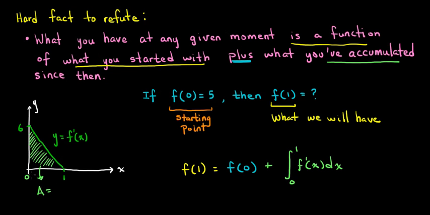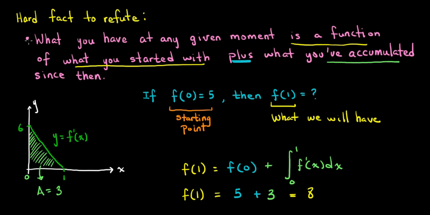So it looks like our area here is the base is 1, so 1 times the height. The height is 6. So 1 times 6 divided by 2 gives us an area of 3. So again, we've accumulated an area of 3. So we can think about this problem as, this is what we will have, and then this is our starting point, but our starting point, f of 0, is just equal to 5. And then again, what do we accumulate? Well, we accumulated an area of 3, so we have plus 3. What is 5 plus 3? 5 plus 3 is just equal to 8. So f of 1 here is equal to 8.